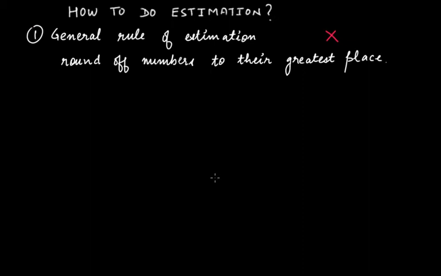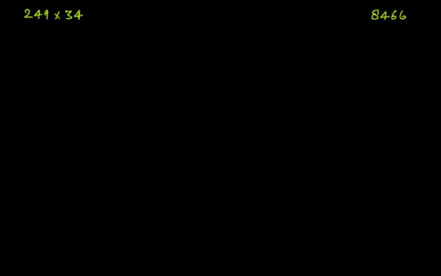Let me explain with an example why we cannot use this general rule of estimation always. We have to perform this multiplication, that is 249 times 34, and the exact value of this multiplication is 8466. Well, this value is not known to you. I've just written it here so that we can cross check our estimation. The very basic of estimation is that whatever estimated value comes should not deviate too much from this exact value. So you'll say, hey, when I don't know the exact value, how will I decide whether my estimation is correct or not?